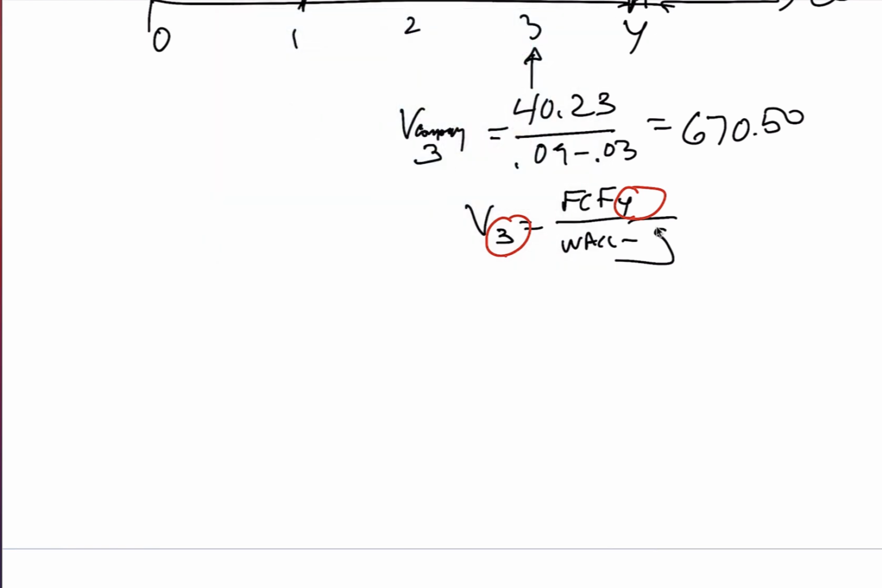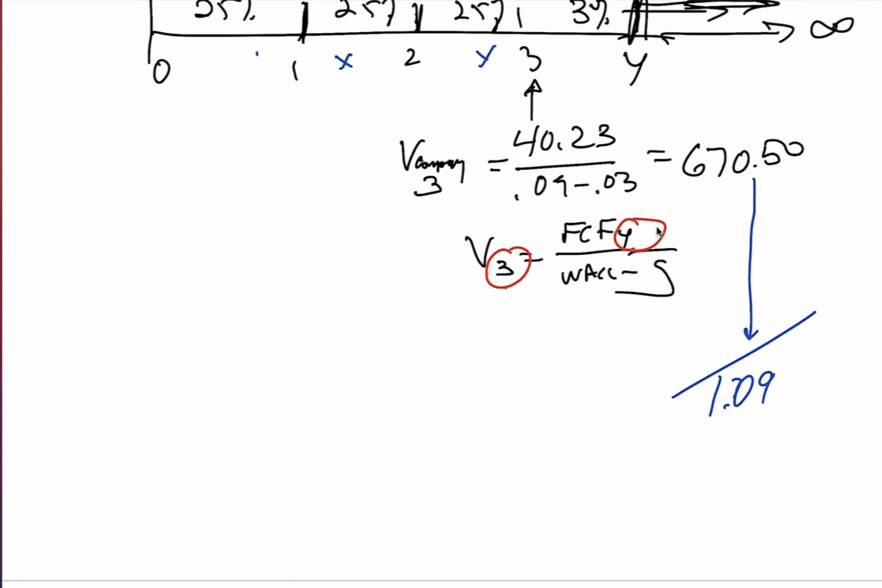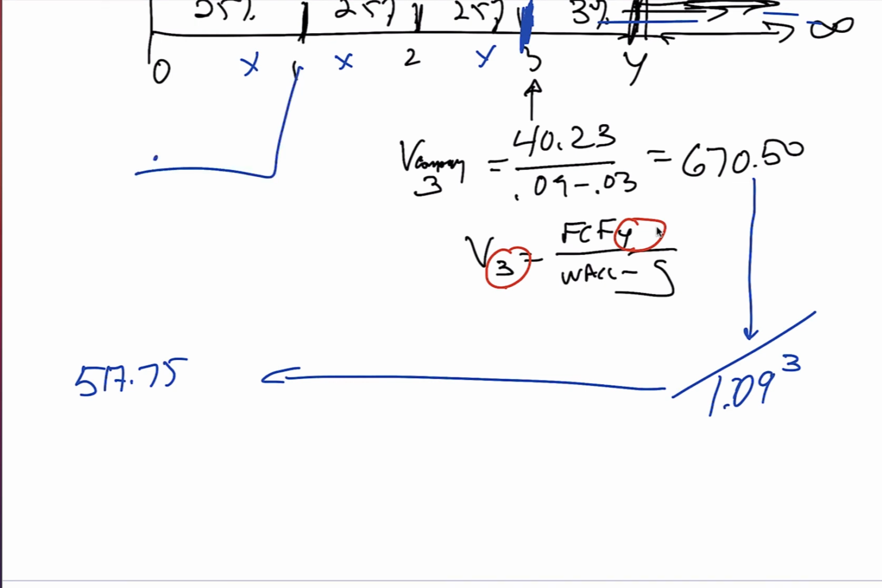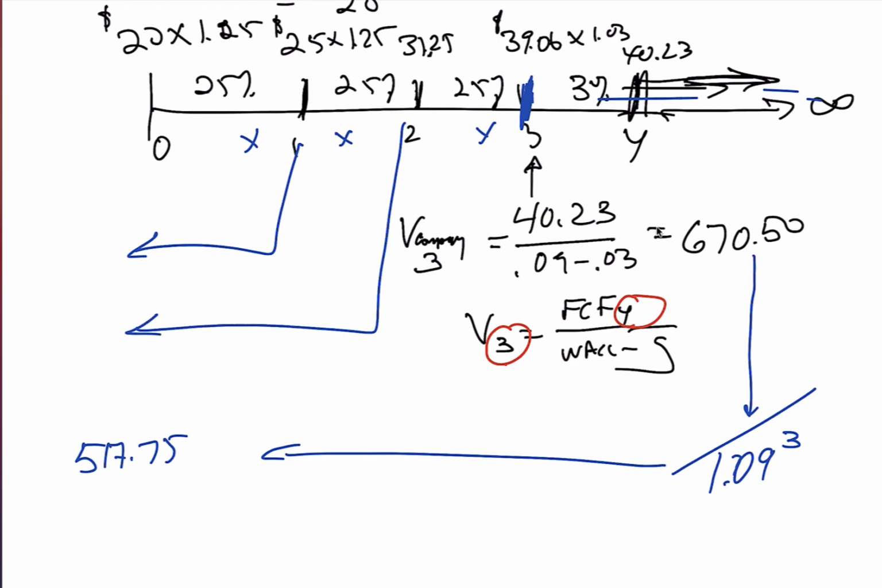We have to discount this back at 1.09 for 3 periods, 1, 2, 3 years. And when we do that, we get a present value of $517.75. So the present value of all the cash flows starting at time 3, this point right here, all the way into the future, the present value of all those dividends is $517.75.